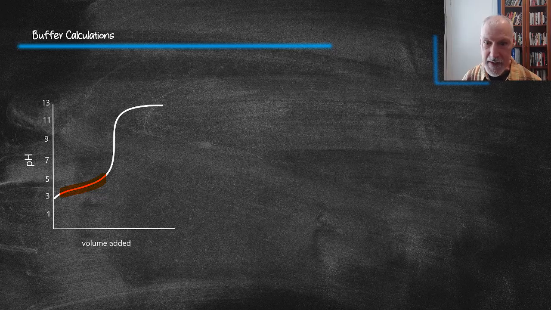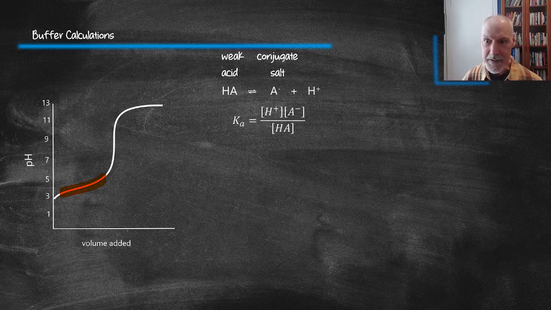So I'm going to represent that by the following equation. Here we have our weak acid dissociating into its conjugate salt, the weak base, and an H+ ion. This has an equilibrium constant, which can be expressed the following way. Ka is equal to the concentration of the hydrogen ion times its conjugate base divided by the concentration of the acid. I'm going to rearrange this equation now so I get the H+ ion by itself, and I get the following.